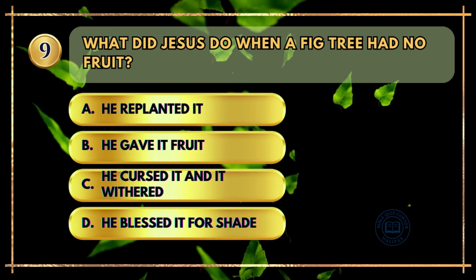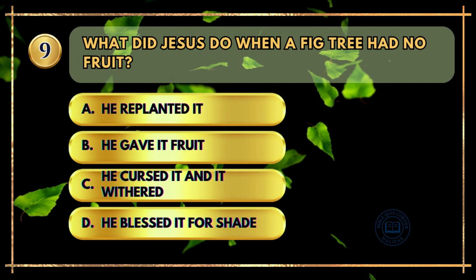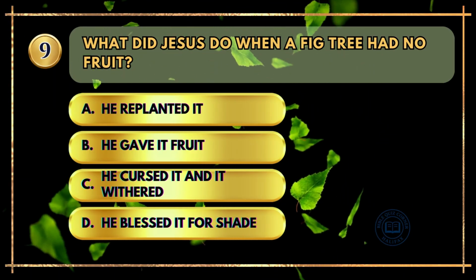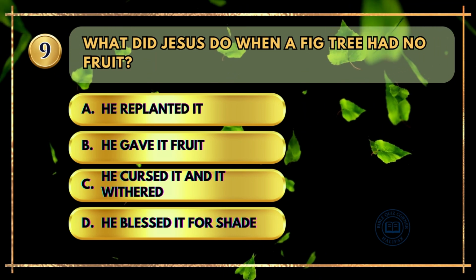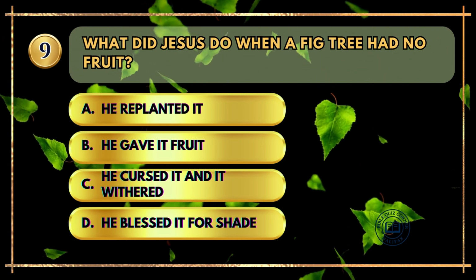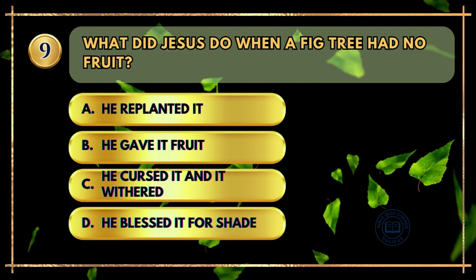All right, here's question 9. What did Jesus do when a fig tree had no fruit? A. He replanted it. B. He gave it fruit. C. He cursed it and it withered. D. He blessed it for shade.